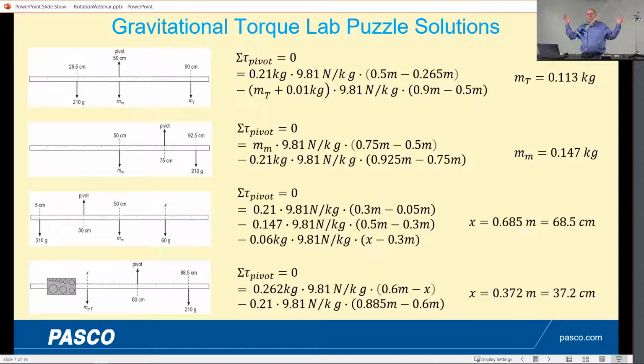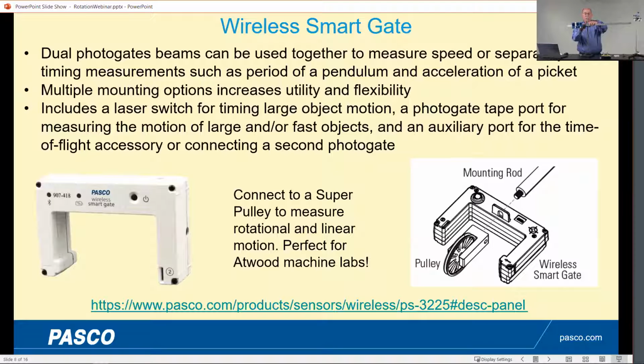Oh, we're off. I did it a little quickly there. This might have moved a little, but if you actually balance it, you'll find I was just off by a couple of millimeters. If they get within a half centimeter on this one, that's pretty good. It's not quite as accurate as the other ones. So that's the gravitational torque lab. Let's move on to the next thing here.